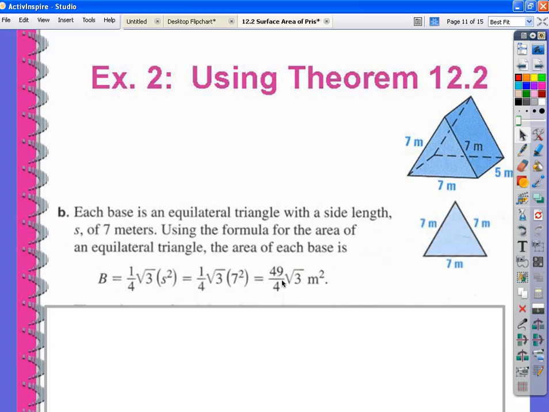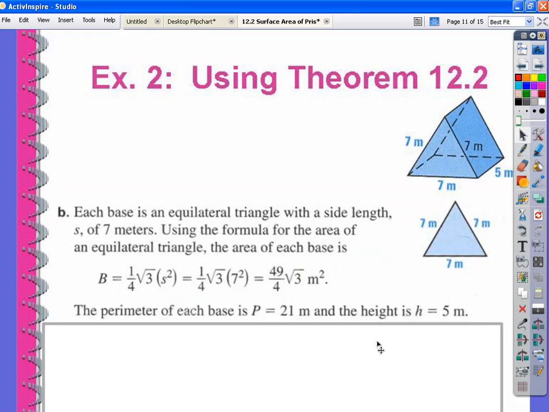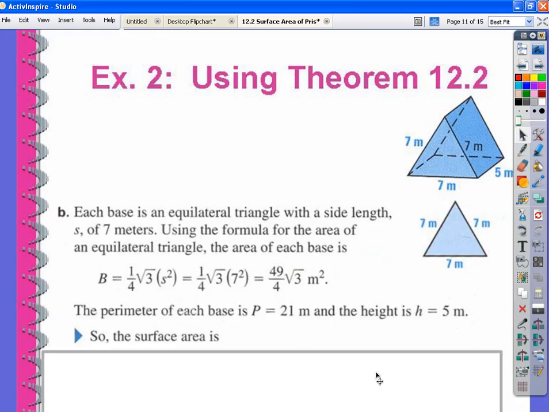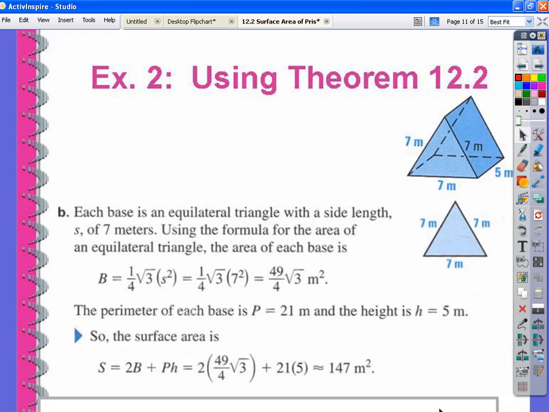We've got to double that, right? We said that the perimeter of the base is 21 and the height is 5. So there's our calculation: 2 times the area of the base, square root of 3 over 4 times 49, plus the perimeter of the base times the height. And our calculator would tell us it's roughly 147 if we round it. Okay? Questions? Okay, is that making sense? Sort of, kind of, maybe? All right.